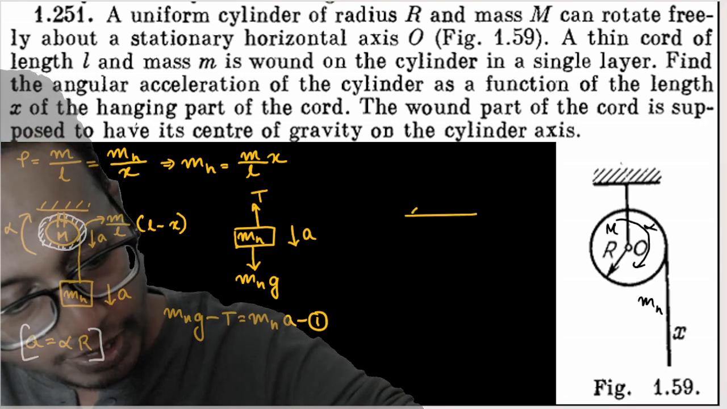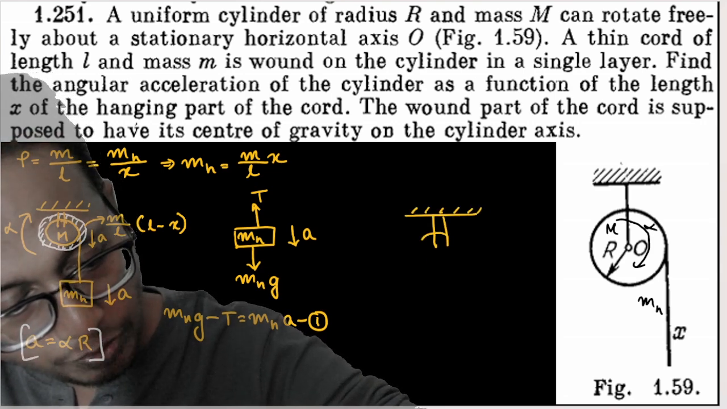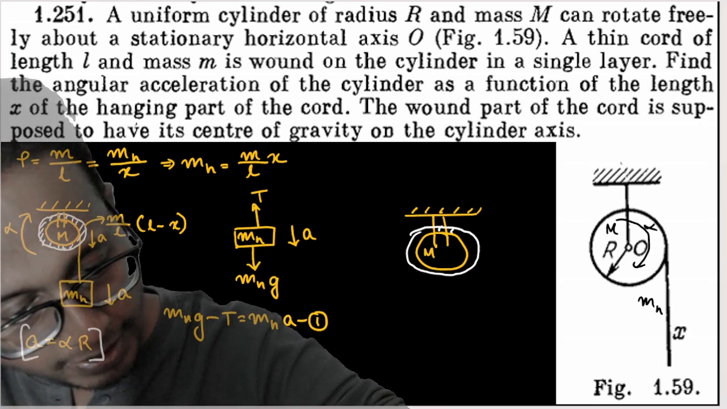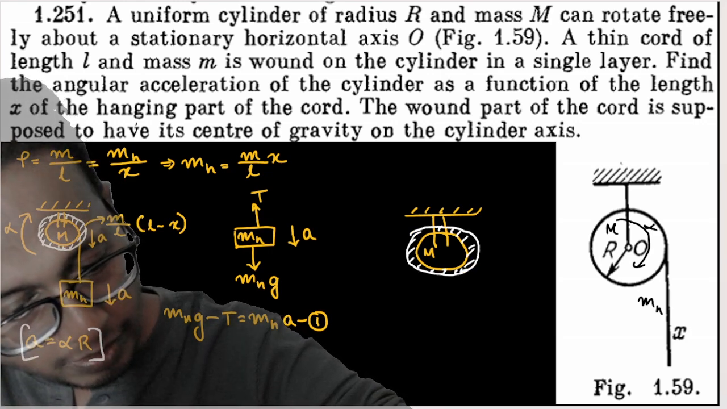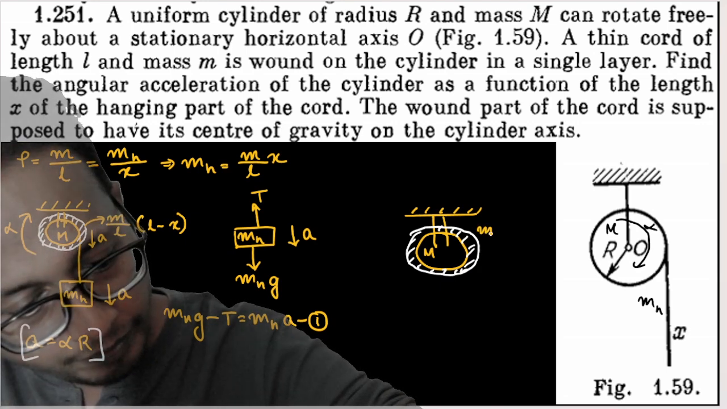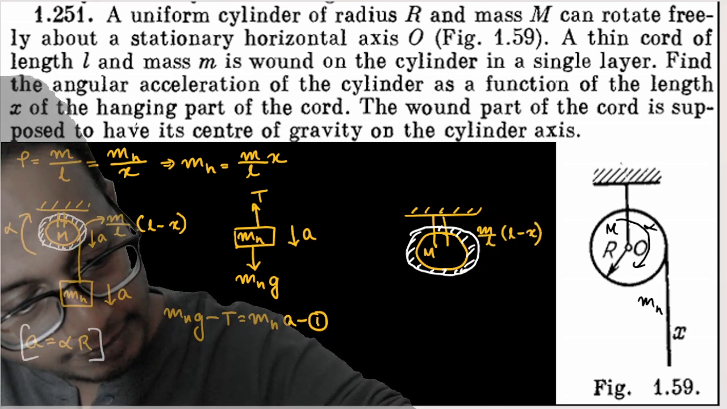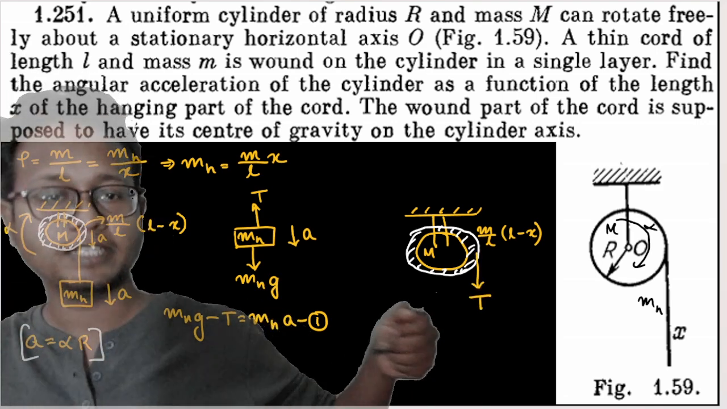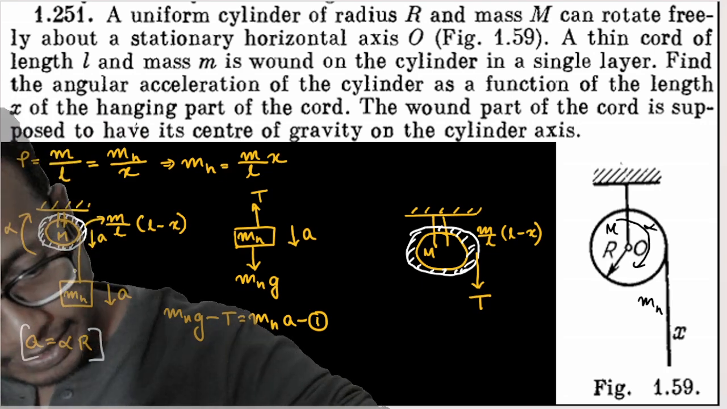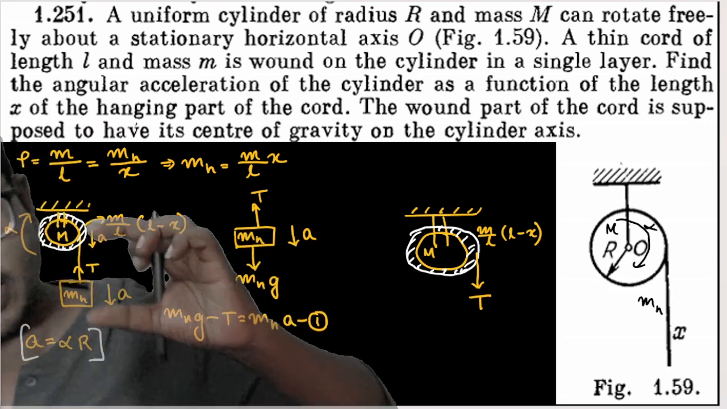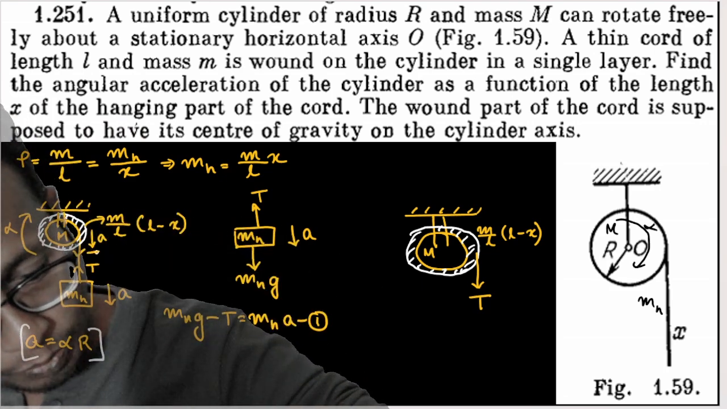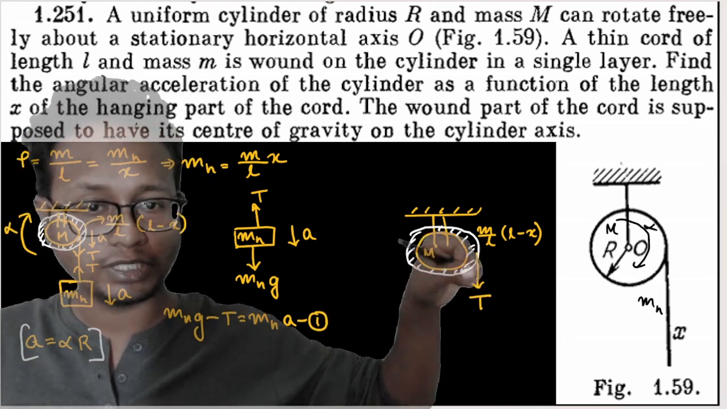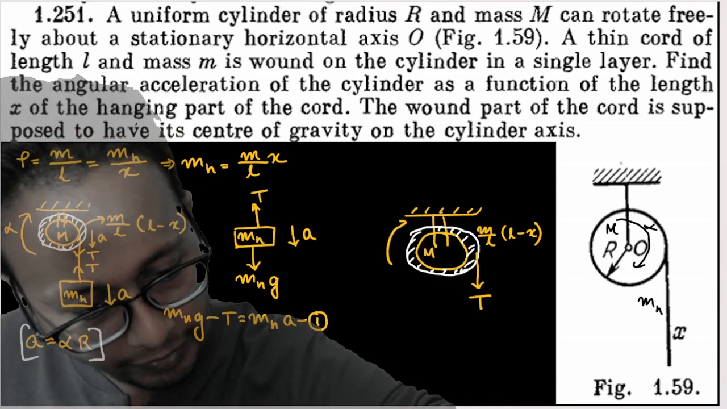The second equation will come from the pulley itself. So this is the pulley, mass M, and this is the part that is wrapped around the pulley. The mass is nothing but m by l into l minus x, and there is a tension force T down out here. Why is there a tension force T down out here? If this block experiences a tension force T due to the string, out here also there will be an equal and opposite T, no? So this T is causing a torque on this disk, which is causing the disk to rotate with angular acceleration alpha.